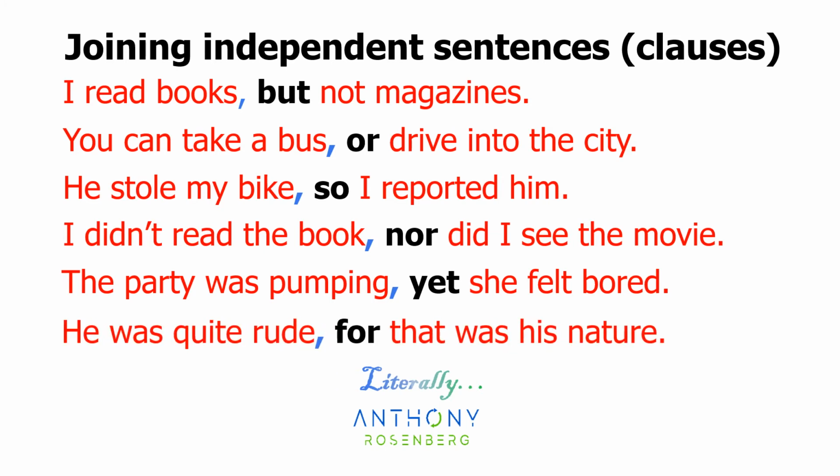The last one for this list here, he was quite rude, for that was his nature. Now, this is not a very common structure in English because using the word for as because is a little bit literary. You'll hear it in, I think it's in the Australian national anthem, and it's in some poetry and things like that. But you need to be careful when for is used as the idea of because. He was quite rude because that was his nature. Then we use a comma before it because it is a coordinating conjunction. The two independent clauses, he was quite rude, that was his nature. Those two are joined to make a compound sentence. The comma is correct.